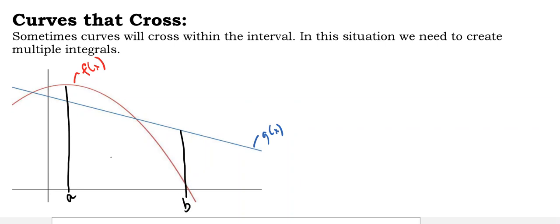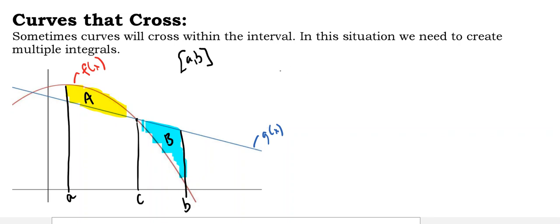Well, we can see that within that interval of A to B, at one point, f of x is above g of x. But within the interval, at this point, let's call this point right here C, they switch. And from C to B, g of x is above f of x. So what we have to do then is create two different areas, A and B, and find the area of those separately.